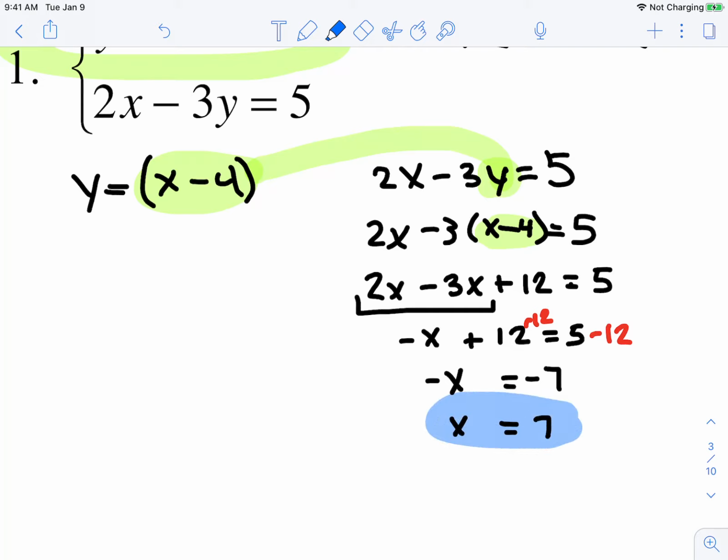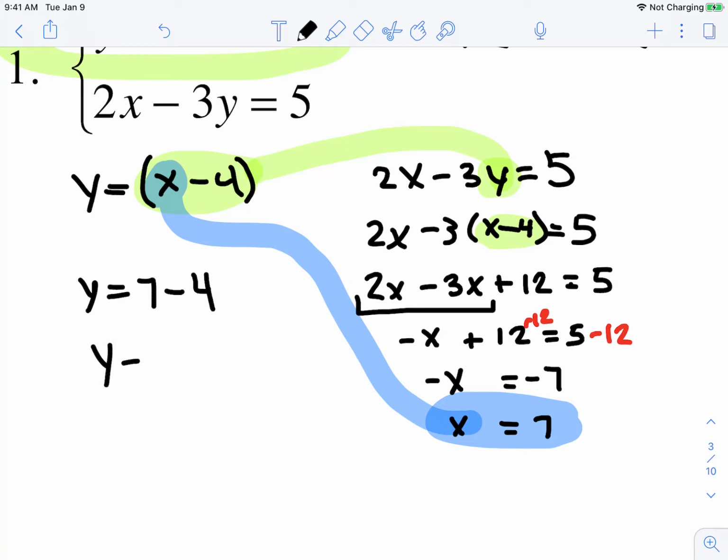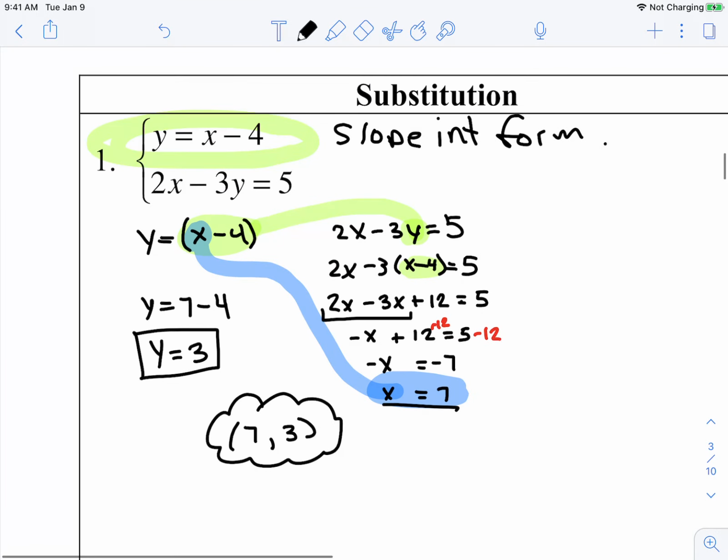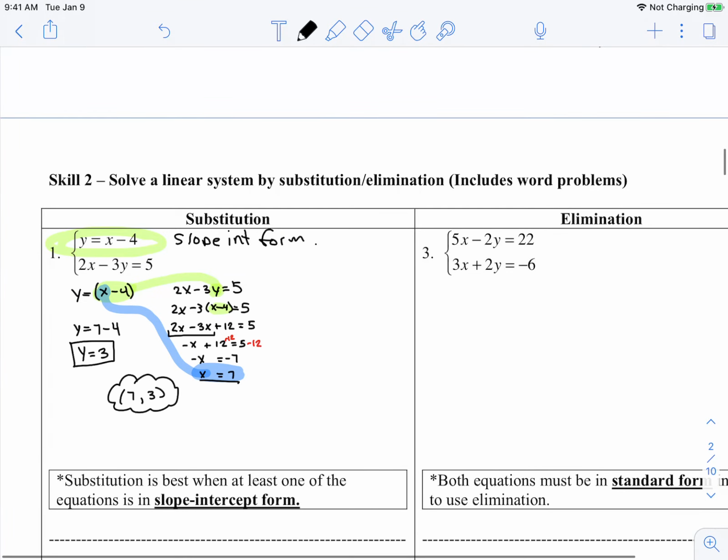Now we take that and we go back to this equation because now we know that x is 7. So we want to solve for y. So what does y equal when x is 7? y equals 3. Now remember, you're solving a system, so the solution is a coordinate point. So x is 7 and y is 3. So let's try an example.